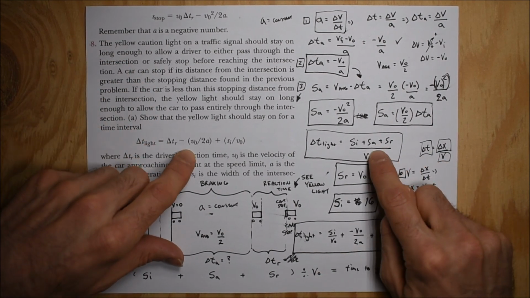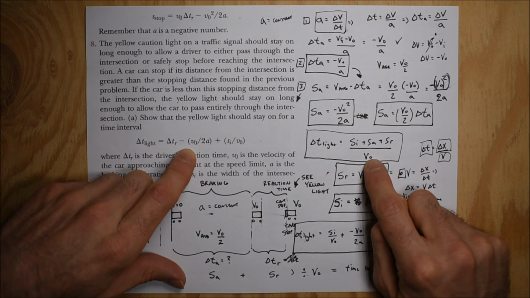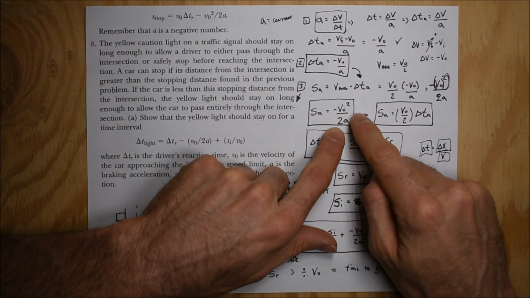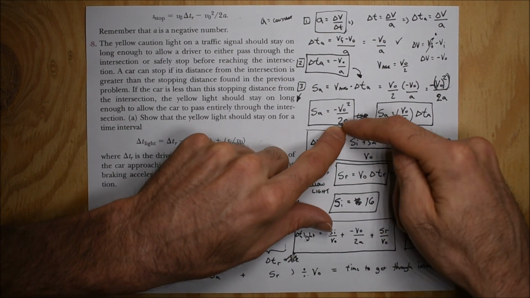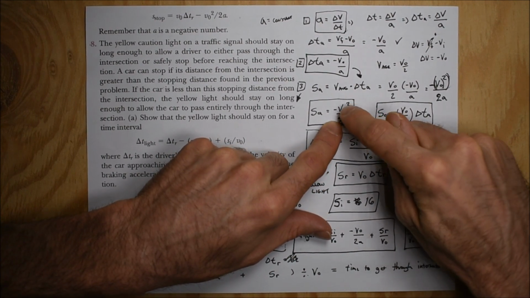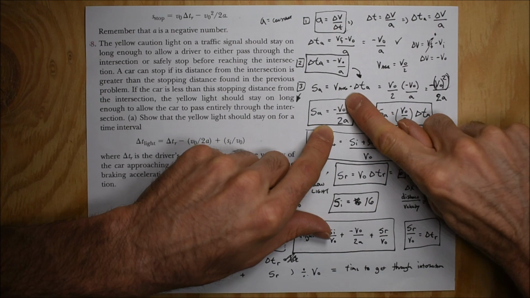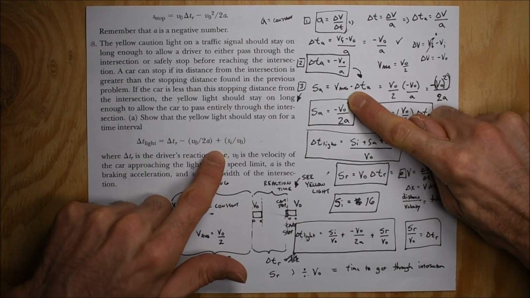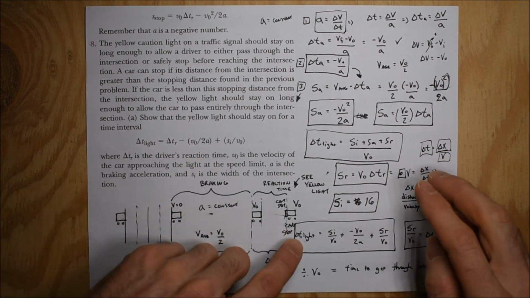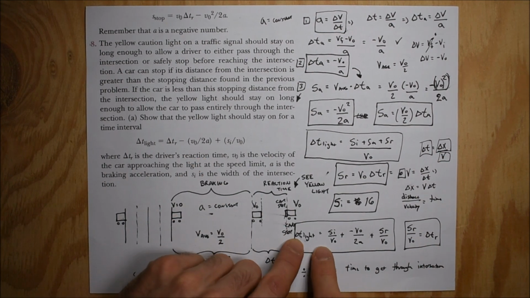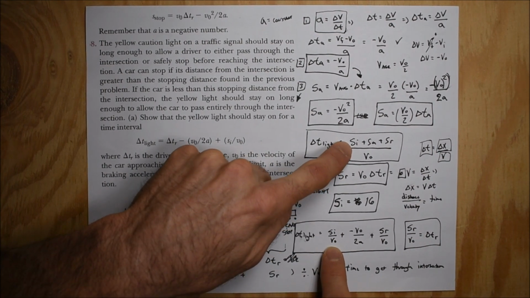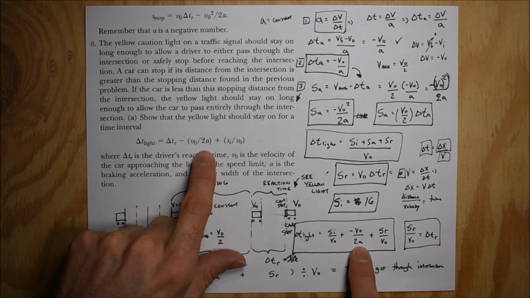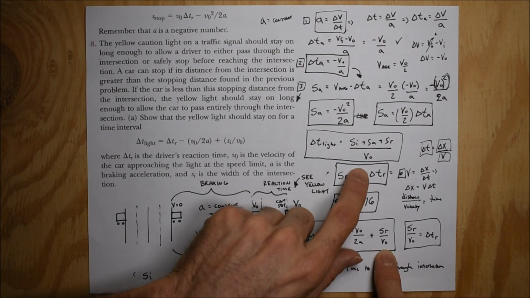Got it. How about this middle? This is going to be SA over V naught. Well, what is SA? SA is negative V naught squared over 2A. And then we divide it by V naught, so we get rid of one of the V naughts. So now it's just negative V naught over 2A. So hell yeah, we did it. And then right down here I just did that. So we have SI over V naught, minus V naught over 2A, plus SR over V naught.